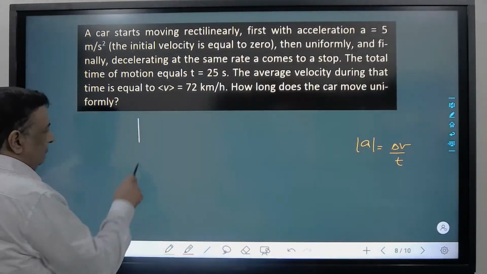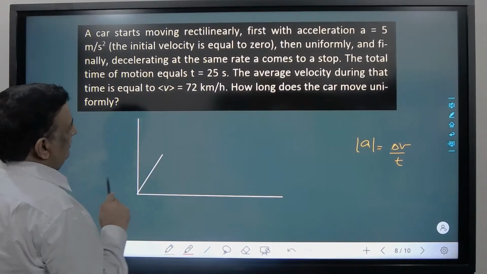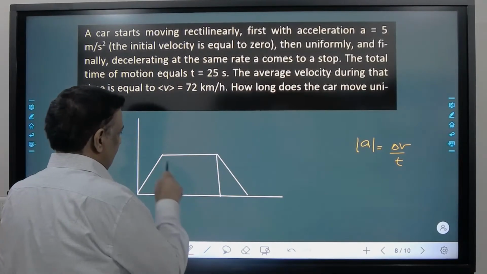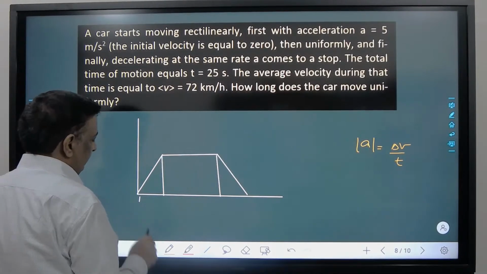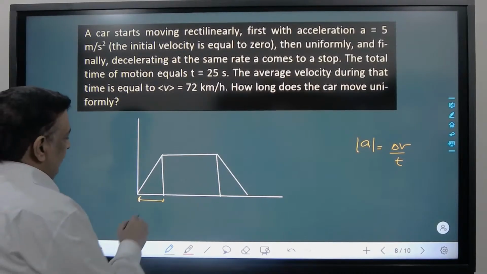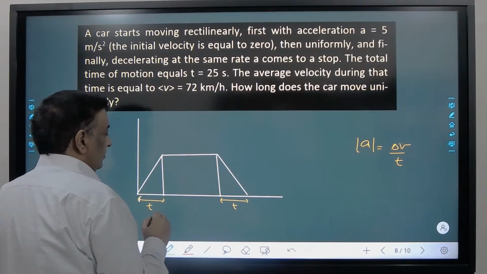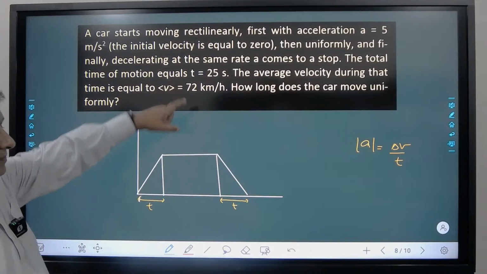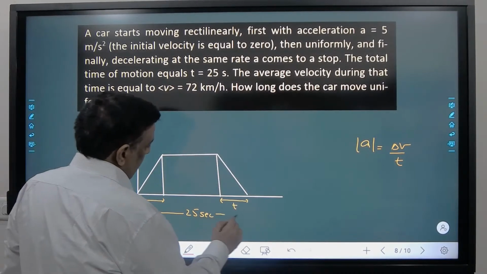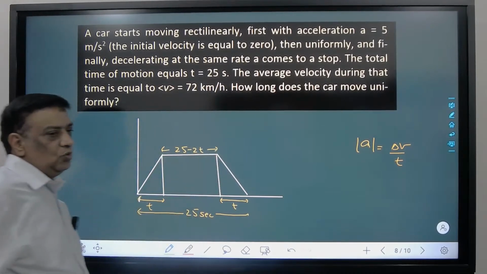if you draw the vt graph, we are given the car accelerates, then travels at a constant rate, finally retards. This time is given, say t. This is also t. Total time is 25 seconds. That means this whole is 25. That means this is 25 minus 2t.